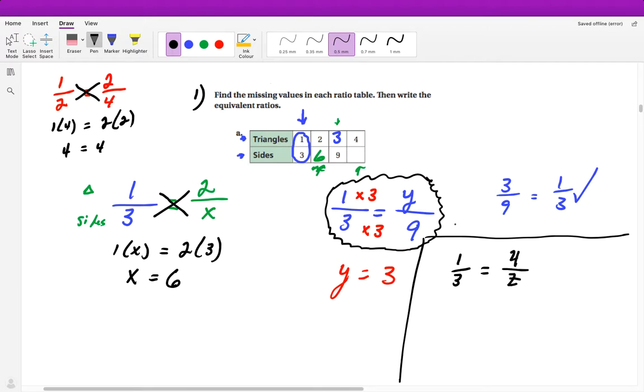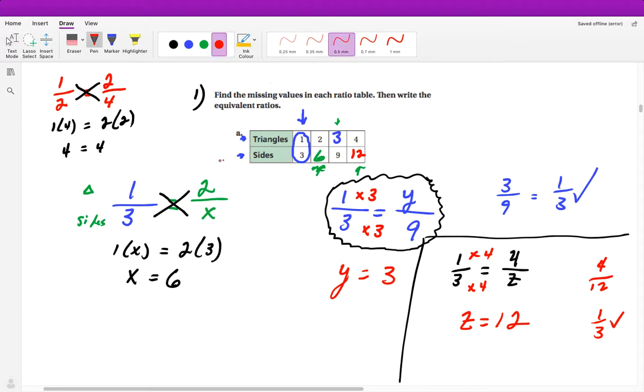Well, 1 times what gives me 4? Well, 1 times 4 gives me 4, so that means I will do 3 times 4 to solve for z, and z must be equal to 12. And then we can check our work by 4 over 12. Does that reduce to 1 over 3? Yes, it does.